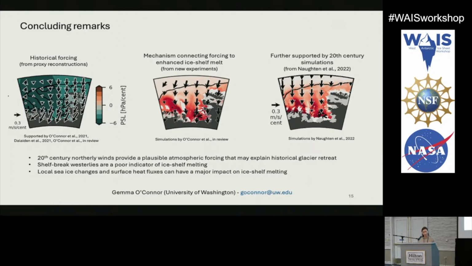So yeah, that's really nice to put all the pieces to this puzzle together. A key finding from this is that shelf break westerlies are a poor indicator of ice shelf melting, so it kind of cautions against using that, and also emphasizes the importance of local sea ice changes and surface heat fluxes.